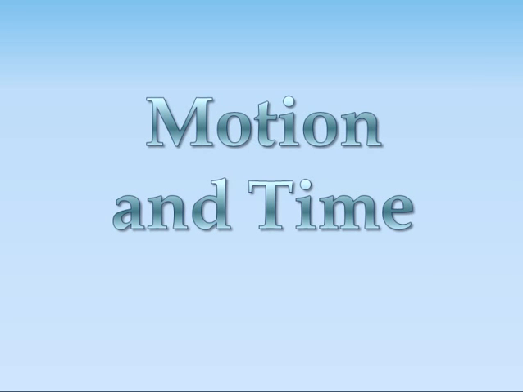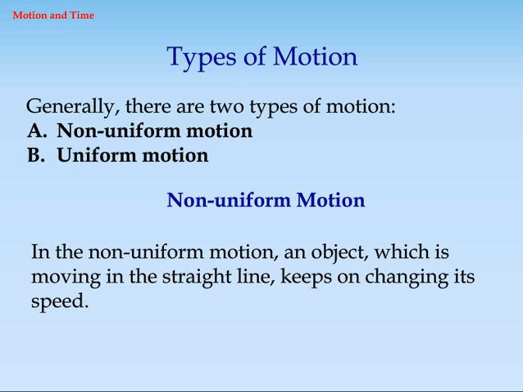Topic: Motion and time. Types of motion. Generally, there are two types of motion. A. Non-uniform motion. B.